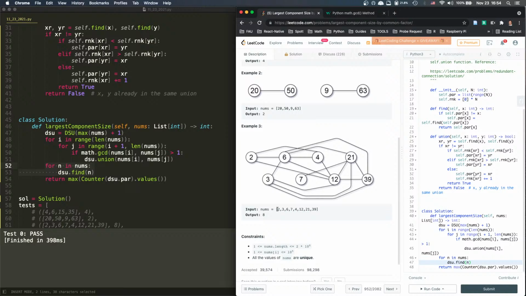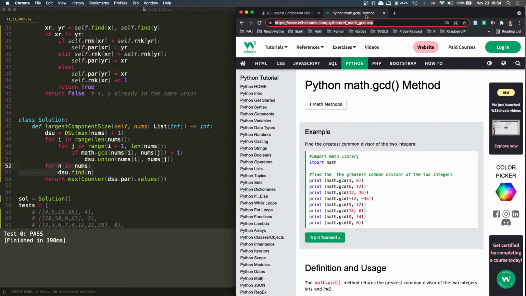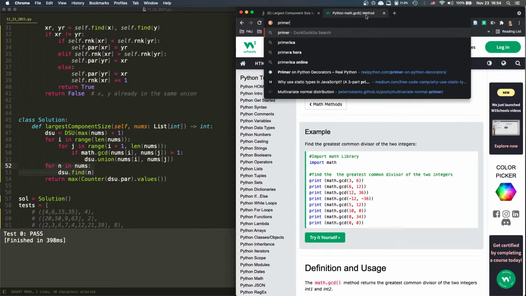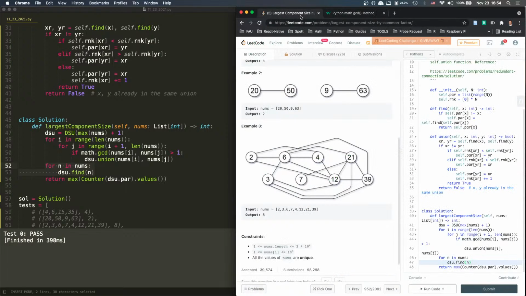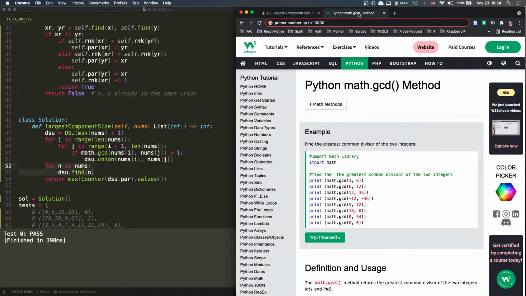How many prime numbers are there up to 10 to the 5th? I think I asked this question a few days ago. Prime numbers up to 10,000. No, it's 10 to the 5th. Holy, that's 5 zeros. That's 4 zeros. Now that's a lot. That is a lot.